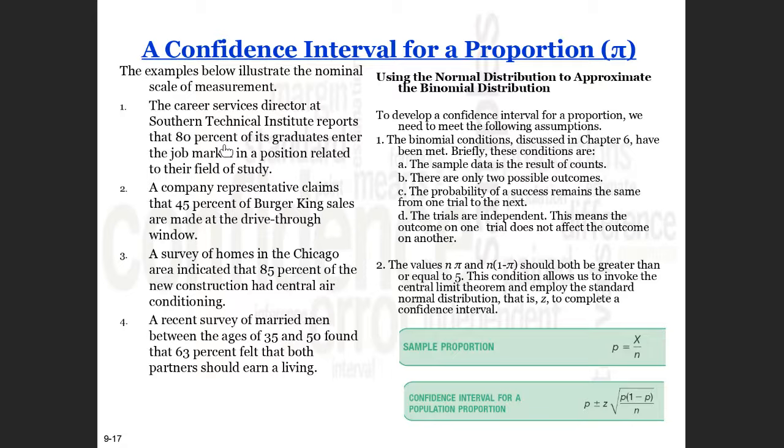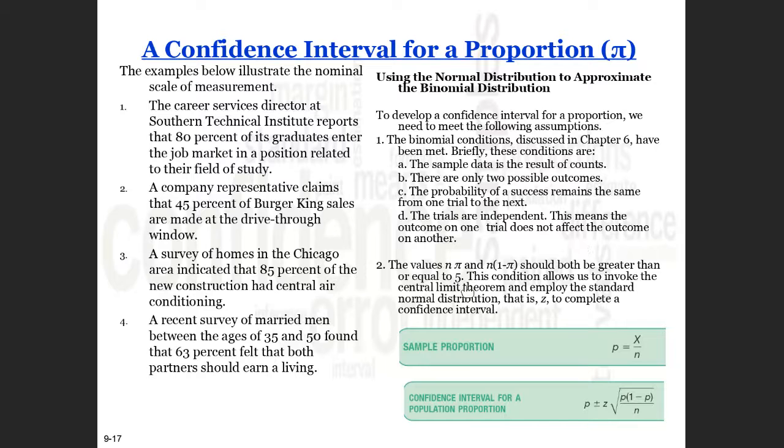Like in this 80% of the graduates enter the job market. There are only 2 possible outcomes. That's part of a binomial. Usually success and failure. Third, the probability of a success remains the same from one trial to the next. Okay, it's not dependent on what happened previously. And the trials are independent. This means that the outcome on one trial does not affect the outcome on another.